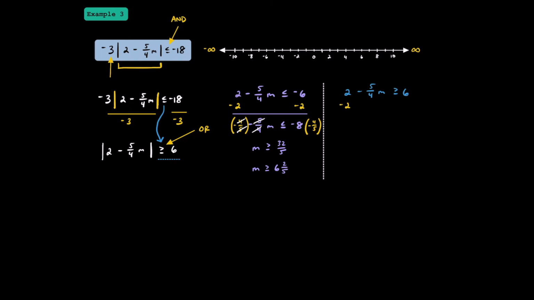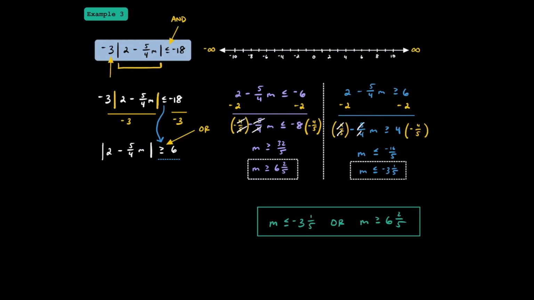On the right here, we're also going to start off by subtracting 2 on both sides. We'll have negative 5/4 m is greater than or equal to 4. And multiplying both sides by negative 4/5, these are all going to cross cancel, and we're going to be left with m, and we're going to flip the inequality symbol to a less than or equal to, and we'll have negative 16/5. As a mixed number, we can say m is less than or equal to negative 3 1/5.